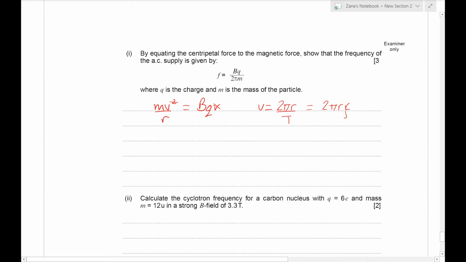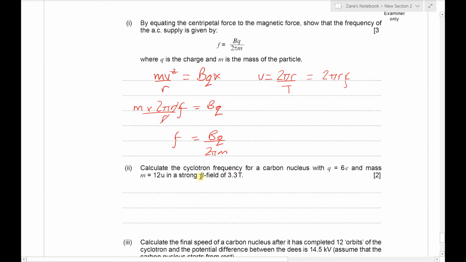So let's replace. On the left hand side we've got m times 2 pi r f over r equals BQ. You can see that these r's will cancel, and then simply divide both sides by 2 pi and m, and we get to the solution required.